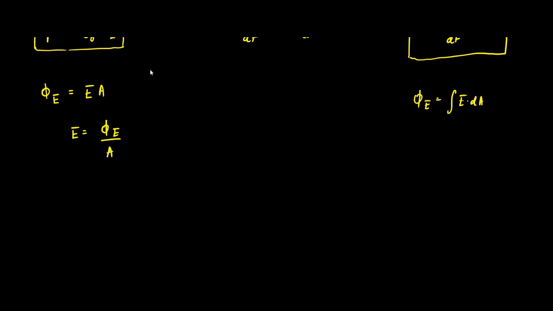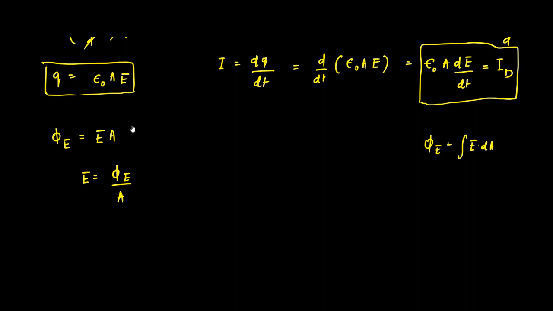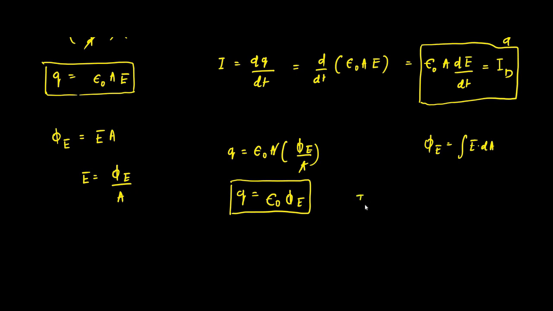So from Q is equal to epsilon 0 A E, if we substitute E with phi E by A, then Q is equal to epsilon 0 A into phi E by A. A gets cancelled, so Q is only epsilon 0 phi E. So again, displacement current ID is equal to dq by dt, which becomes d by dt of epsilon 0 phi E. Epsilon 0, the absolute permittivity, is constant, so this becomes epsilon 0 d phi E by dt.